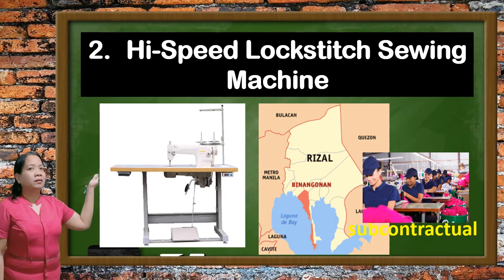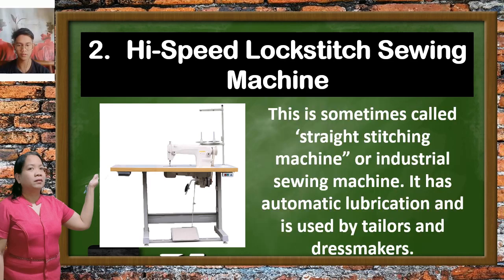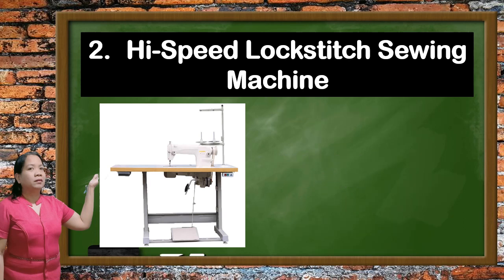That is correct. It is high-speed lock-stitch sewing machine. James, what have you read about high-speed lock-stitch sewing machine? Number two, high-speed lock-stitch sewing machine. This is sometimes called straight stitching machine or industrial sewing machine. It has automatic lubrication and is used by tailors and dressmakers.